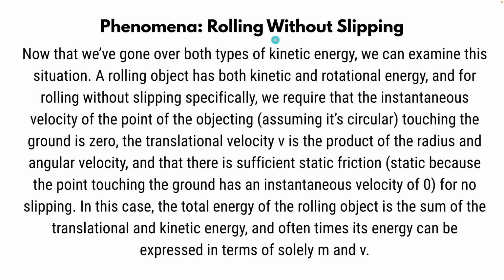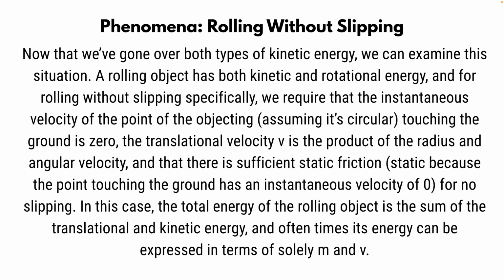Okay, so now let's go over a phenomenon, which is rolling without slipping. Now that we've gone over both types of kinetic energy, we can examine the situation. A rolling object has both translational kinetic energy and rotational kinetic energy. For rolling without slipping specifically, we require these conditions. We require that the instantaneous velocity of the point of the object touching the ground, assuming it's circular, is 0. The translational velocity v is the product of the radius and the angular velocity, or in other words, v is equal to r omega, and that there's sufficient static friction, which is static because the point touching the ground has an instantaneous velocity of 0, for no slipping.